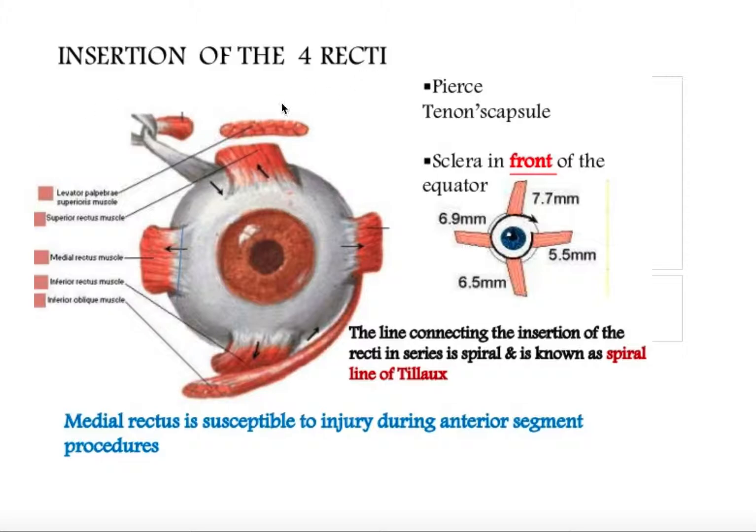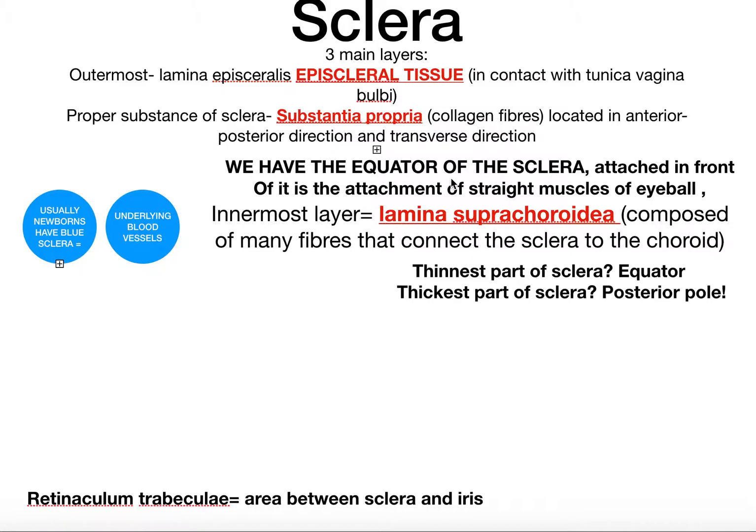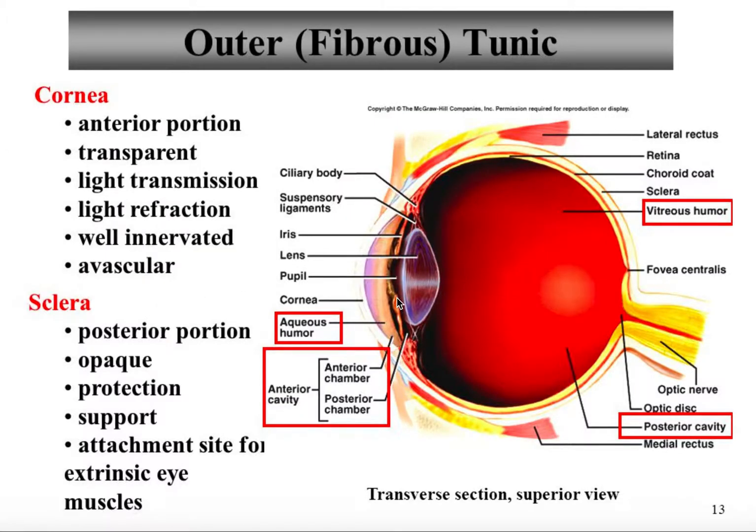You have the insertion of the 4 recti muscles. By the way, we have the proper substance of the sclera, which contains collagen fibers. And then the innermost layer was lamina suprachoroidea, which contains fibers that connect the sclera to the choroid. We also have an equator, and we're going to identify the thinnest and thickest parts of the sclera. And the trabecular meshwork is the area between the sclera and the iris. So that would be your trabecular meshwork.